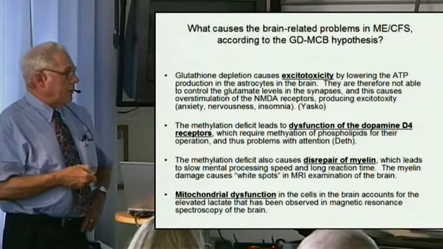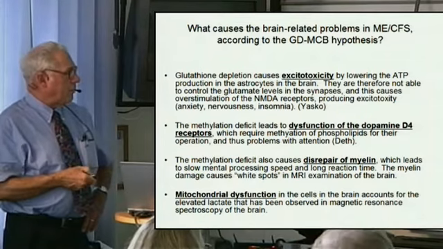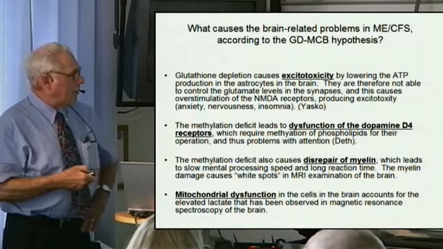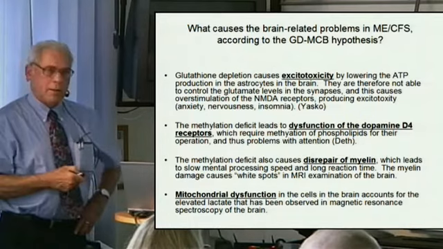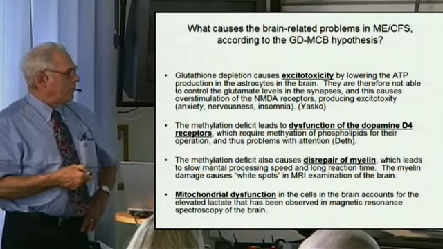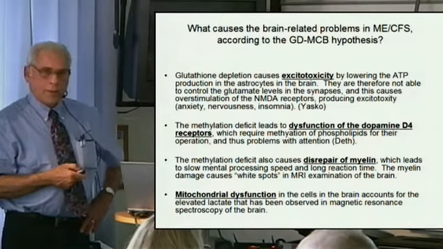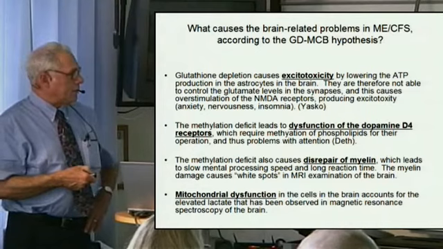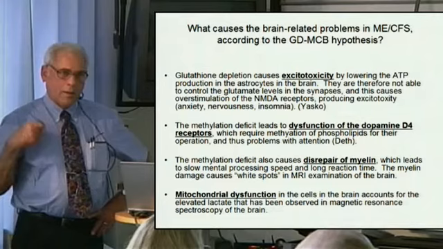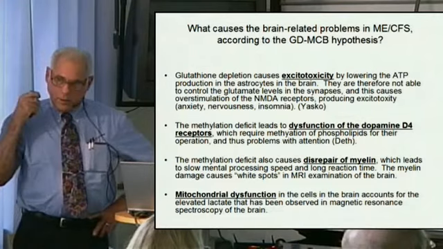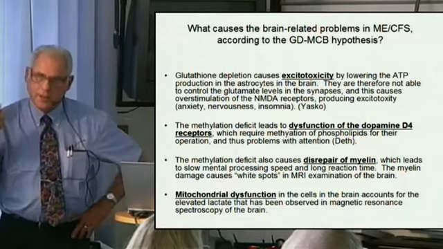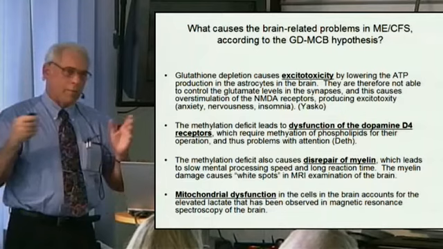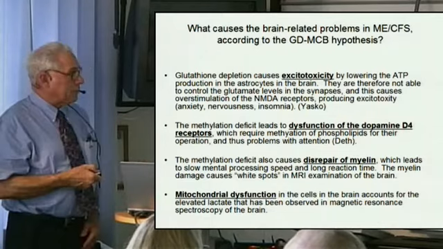Methylation deficit leads to a dysfunction of the dopamine D4 receptors, and this has been worked on by Richard Deth, a professor in Boston. He's been working a lot in autism and has the same problem there. But this affects attention. This dopamine D4 receptor is what allows you to concentrate your attention on something and hold it. And when people are unable to do that, it suggests that there's a problem with the dopamine D4 receptors.